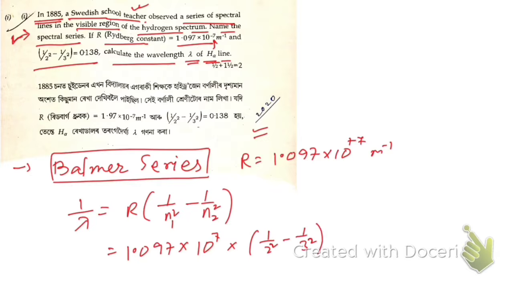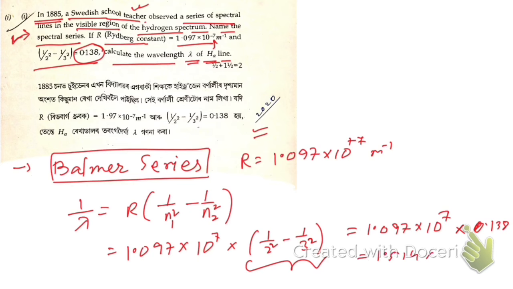Its value is also given. So 1.097 into 10 to the power 7 into the value of this part, that is also already given, 0.138, and if you multiply these two, you're going to have 1.514 into 10 to the power 6 meter inverse. So this is nothing but what we have got, 1 by lambda.